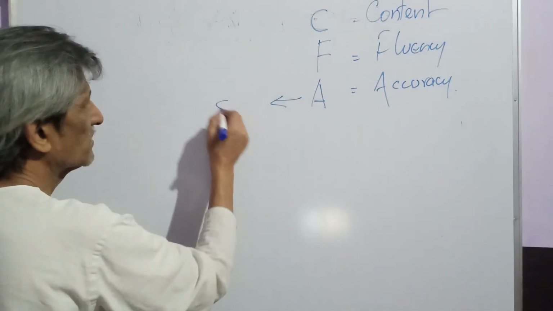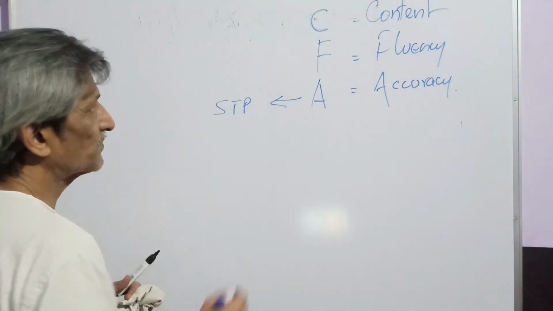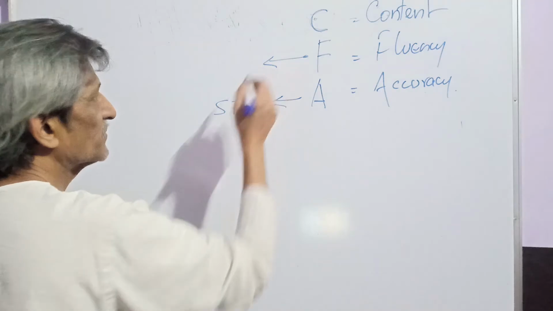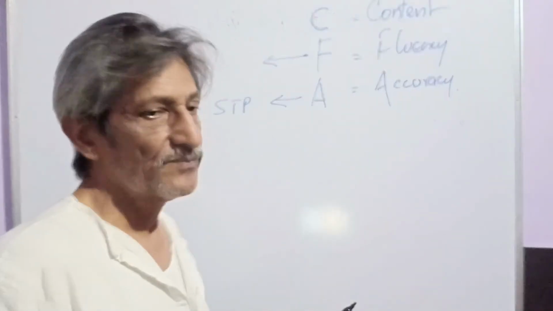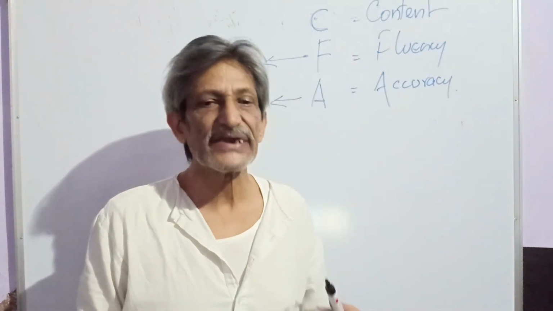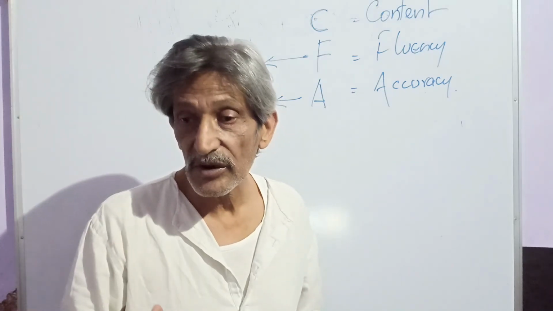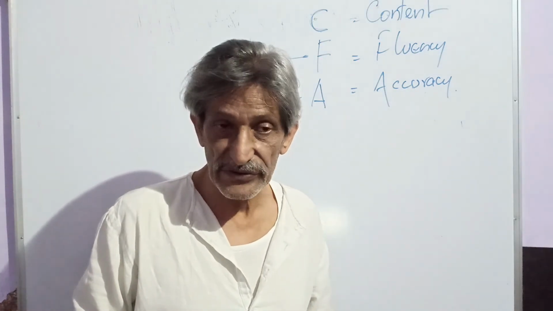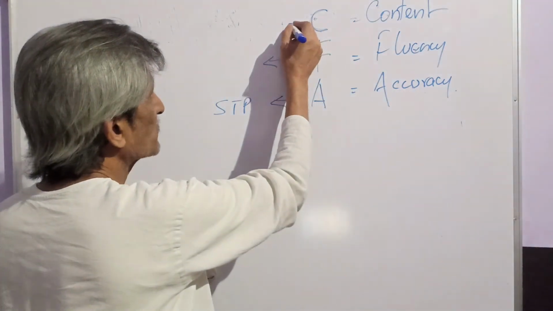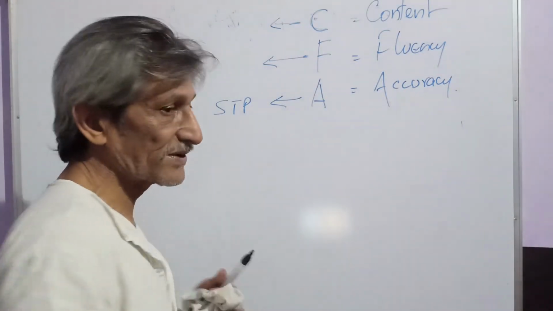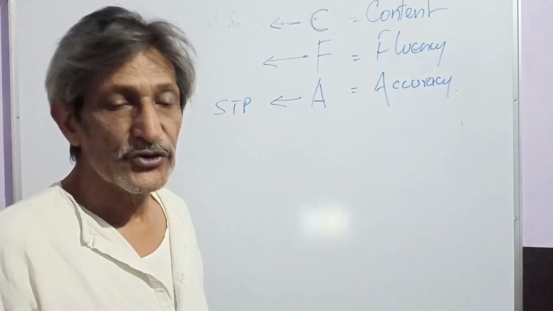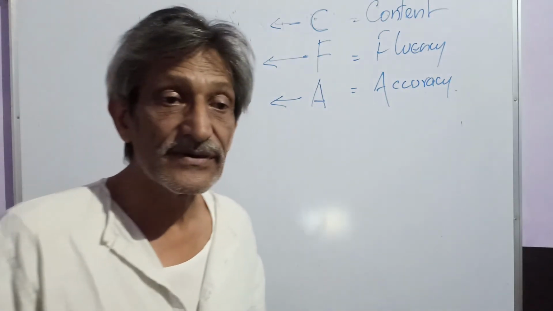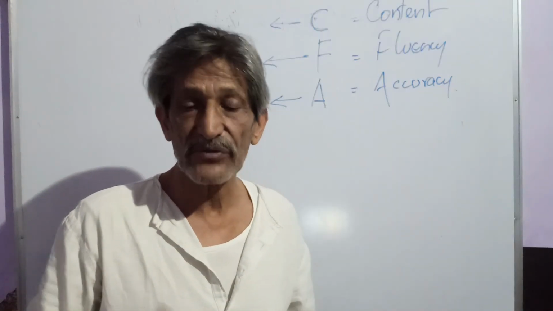In accuracy, you have STP. In fluency, you have what is called the various types of sentences and the order of your answer related to your instructions or questions. And the most important is content. That is, what information you are providing which is related to the question asked or given in the instructions.